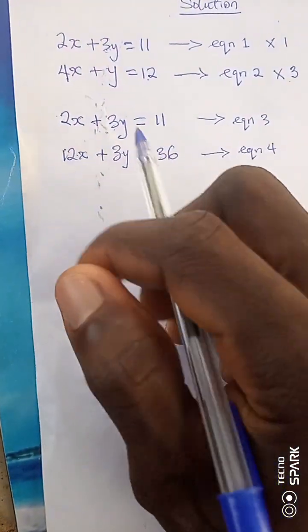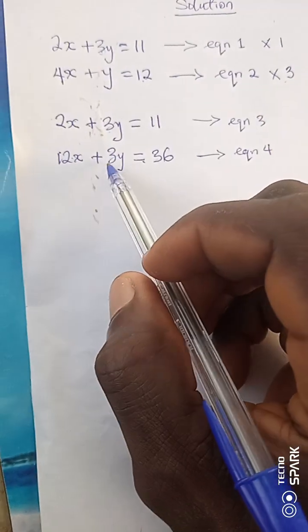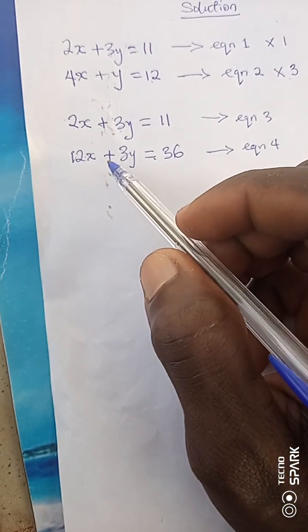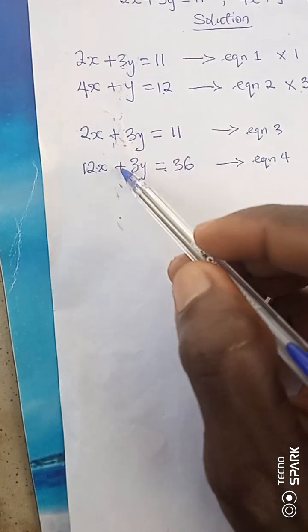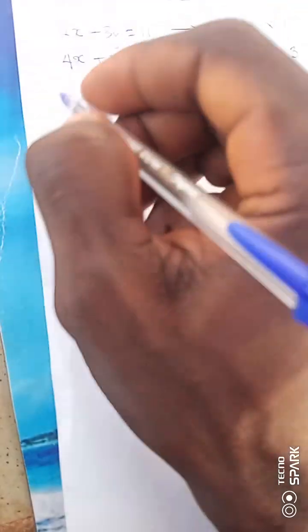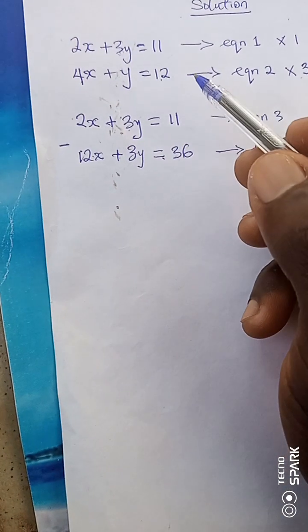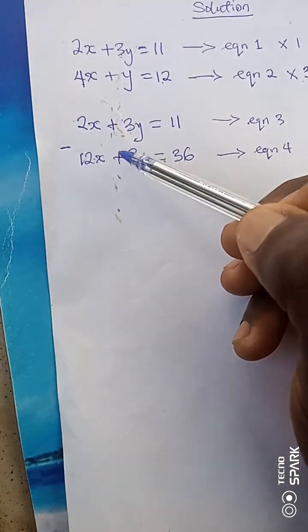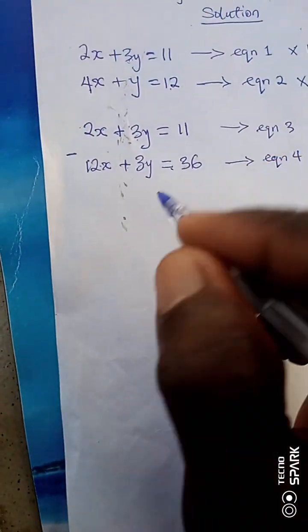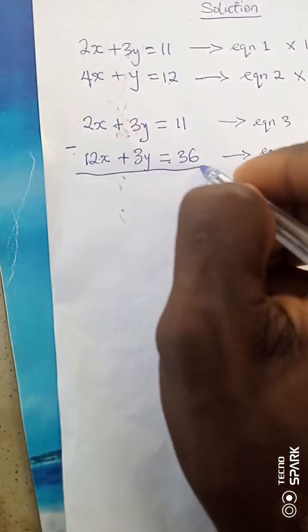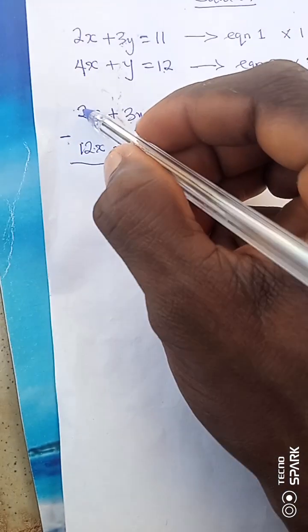Now in elimination method, when solving simultaneous equation, when the signs are the same, you subtract. But when they are different, like minus and plus, you add instead. Here the signs are the same, so you subtract. Take note. So I'm going to subtract this equation from this one. Let's use one after the other.